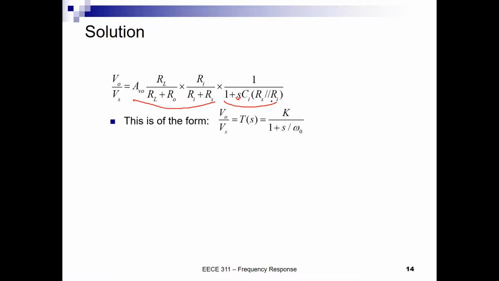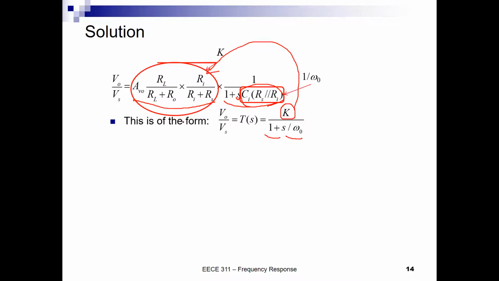And this can be written as a transfer function in the form of K, where K is really this term here, over 1 plus S over omega 0, where 1 over omega 0 can be derived from C times RS parallel to RI. Okay? Anybody has a question until here? Okay. So this is K, and this is omega 0, and let me erase all the ink on this slide. So this is K, and this represents 1 over omega 0.